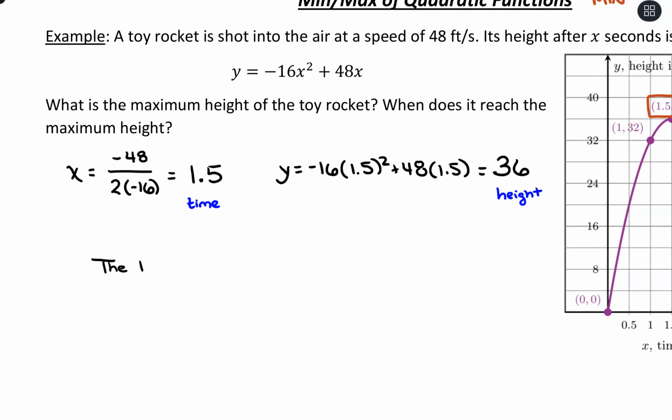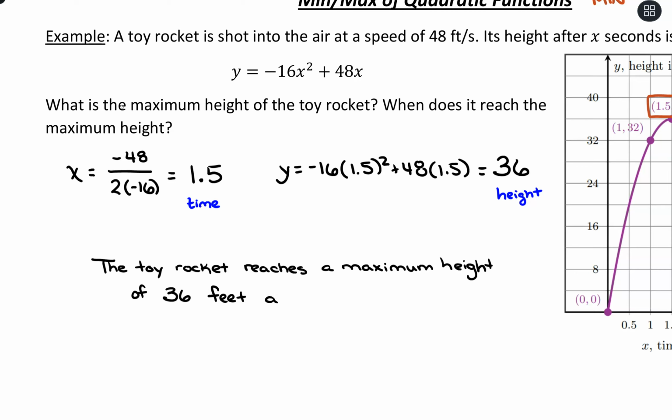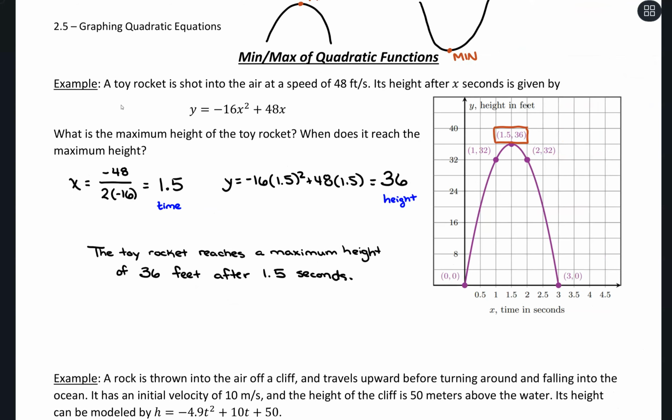So the toy rocket reaches a maximum height of 36 feet after 1.5 seconds. And that's how we'd interpret it.